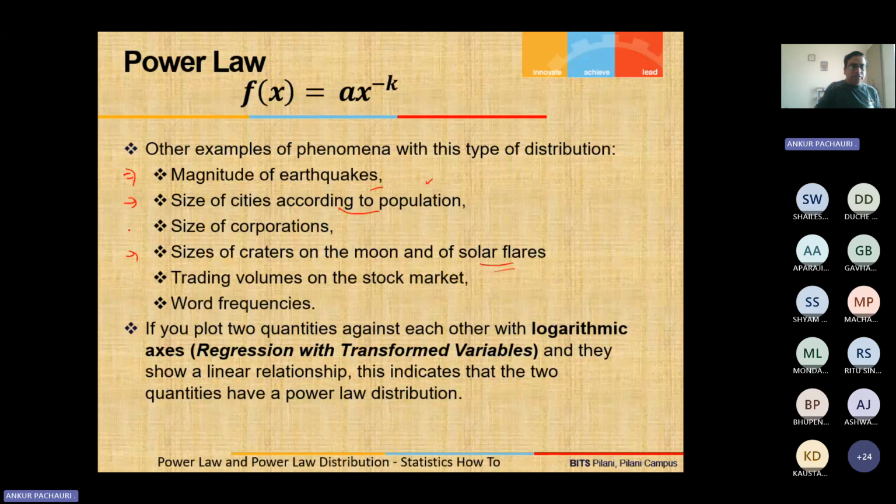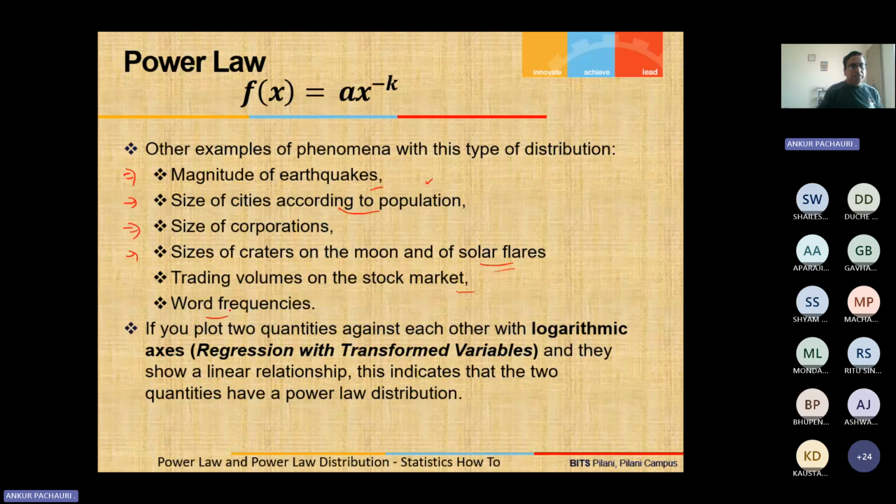Size of the corporations. There are many corporations with a smaller size, but there are very few which control the market. Trading volumes on a stock market: at every second, some trades happen, but there are few ups and downs. There are few trades which affect the stock market.